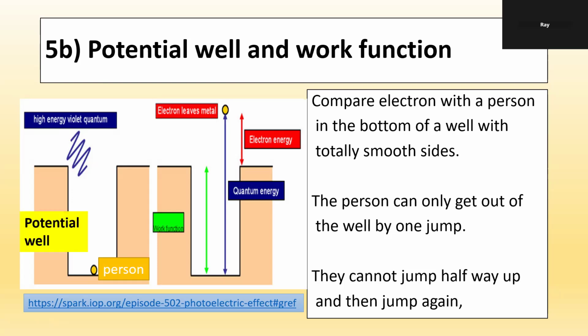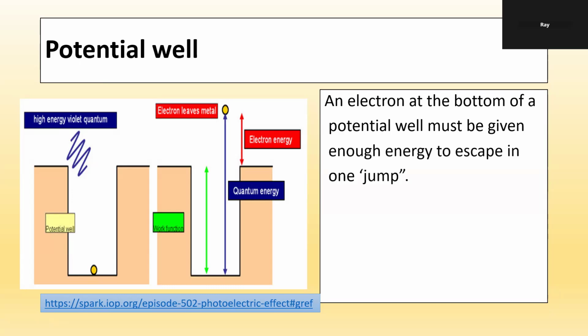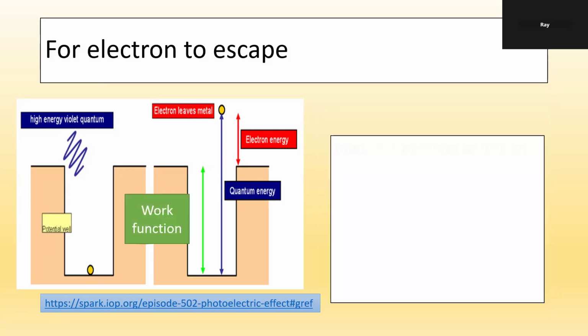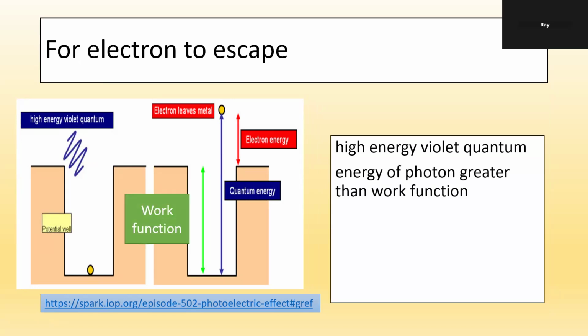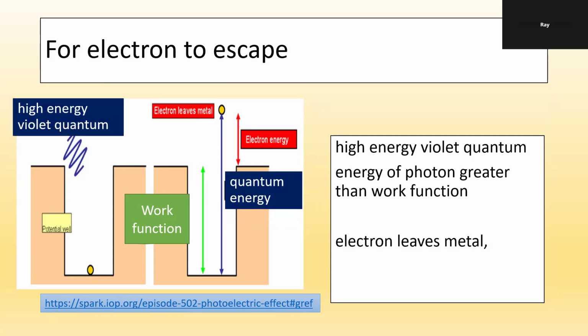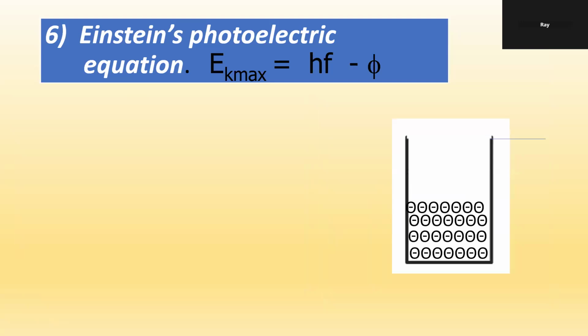High energy violet quantum, energy of photon greater than work function, and the electron leaves the metal with kinetic energy. We come to Einstein's photoelectric equation. EK is hf minus phi. There's another way to represent it. Electron is at the bottom of the potential well. These are trapped electrons. This is the minimum energy required to escape. That minimum energy is the work function.